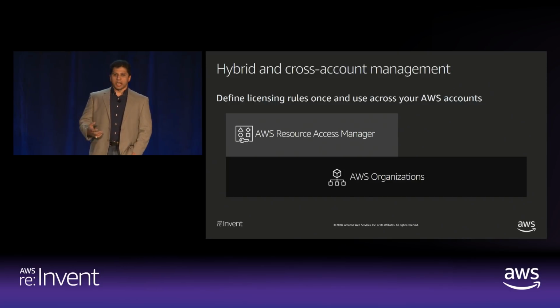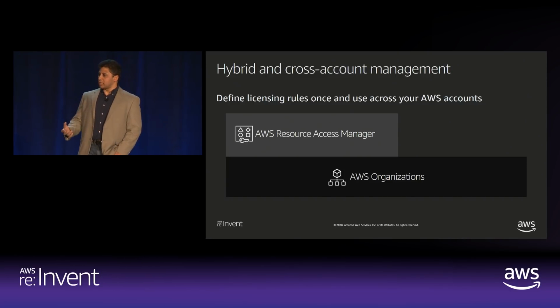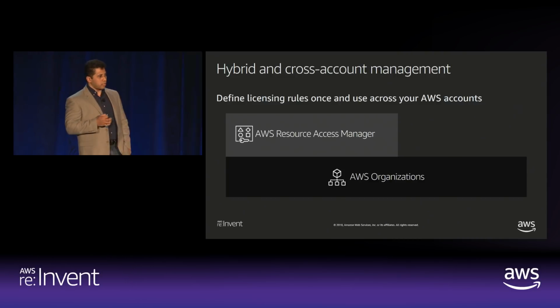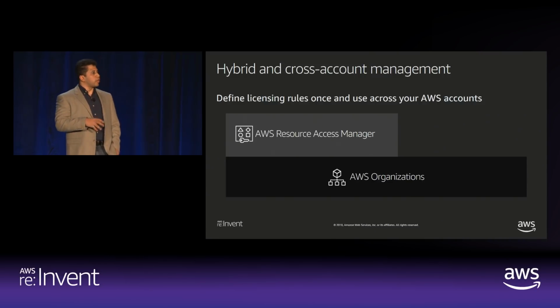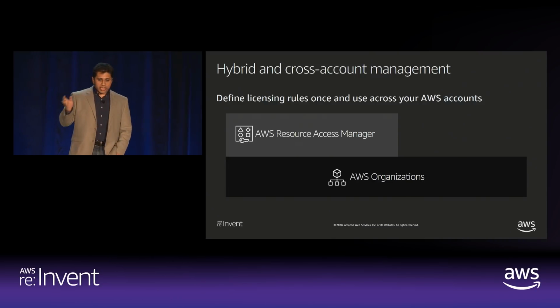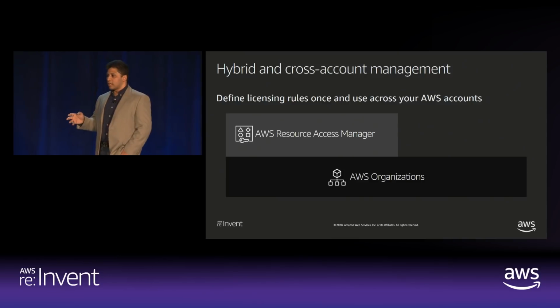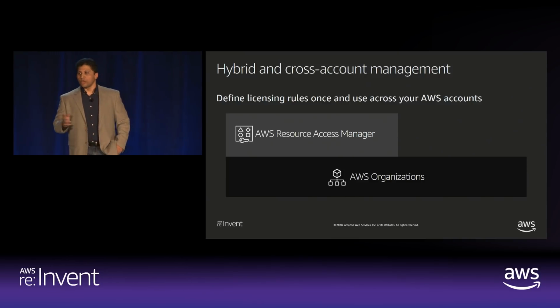That means when you're setting up multi-account license management, there is a one-click setup experience, which you can do by signing in to your master account and linking your organizational accounts, as well as sharing the licensing rules with your accounts. So you define licensing rules once and use them across your accounts.